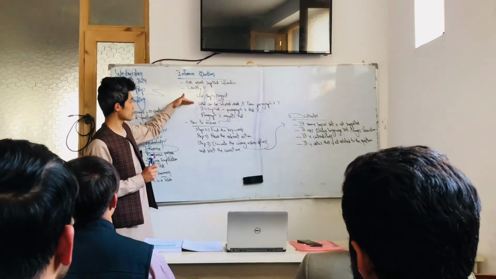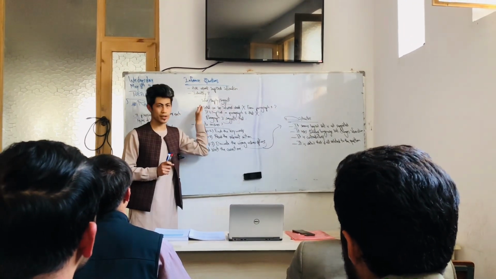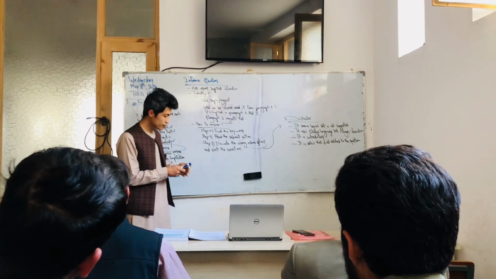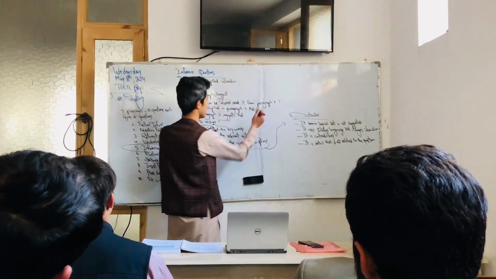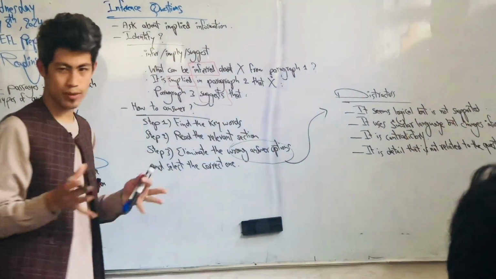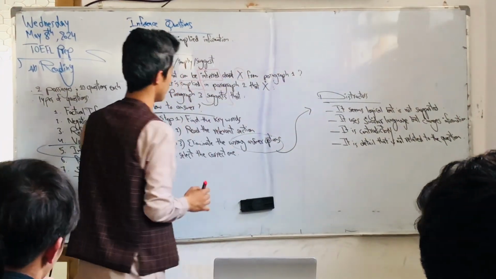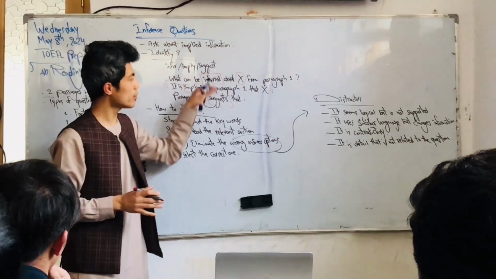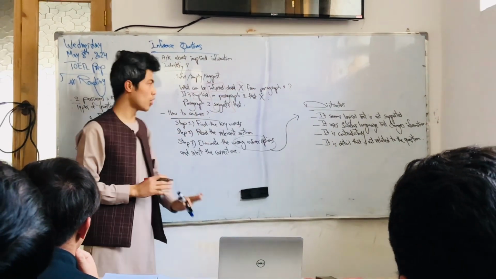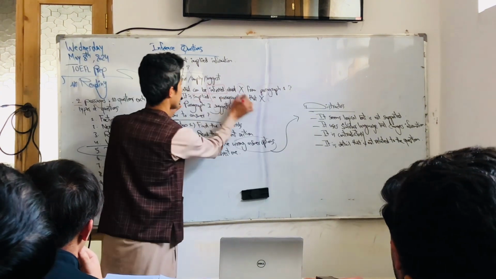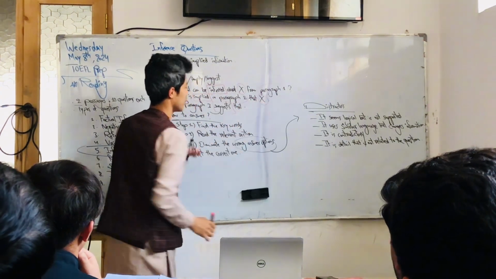For example, in question number 1, what can be inferred about X from paragraph 1? Now, what are the keywords here? One is obviously paragraph 1. So we know that the question is about paragraph 1. What is another keyword? What can be inferred about? So X, whatever topic there is. It is implied in paragraph 2 that X, so the keyword, paragraph 2, and this word.